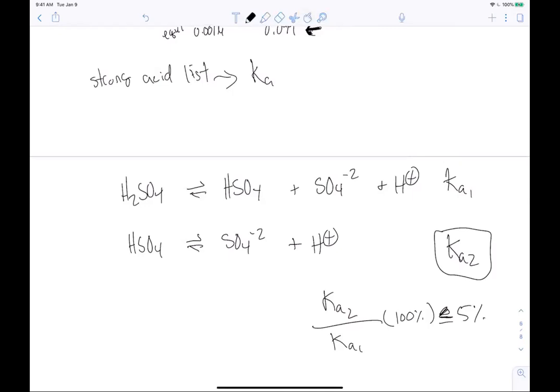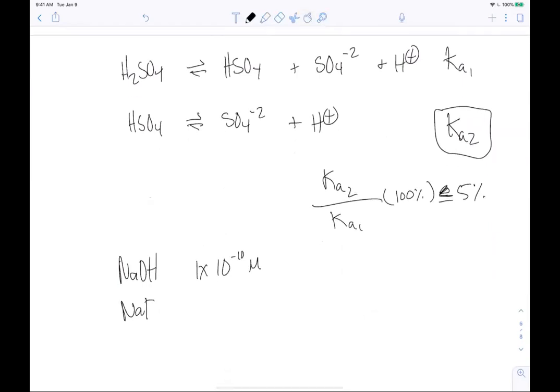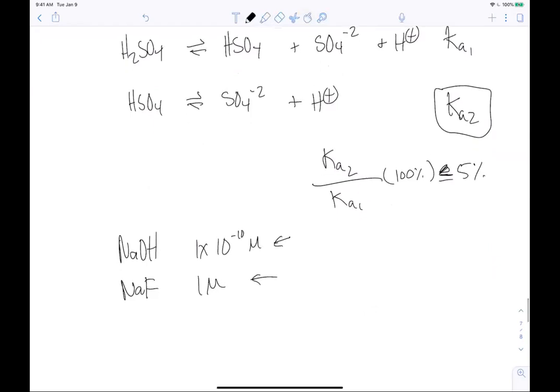Like you're saying, if you have sodium hydroxide but your sodium hydroxide concentration is 1 times 10 to the minus 10 molar, and then I have sodium fluoride that's 1 molar. Well, now the sodium hydroxide is such a small amount that it doesn't matter anymore, and sodium fluoride dominates, right? So it's really concentration dependent.